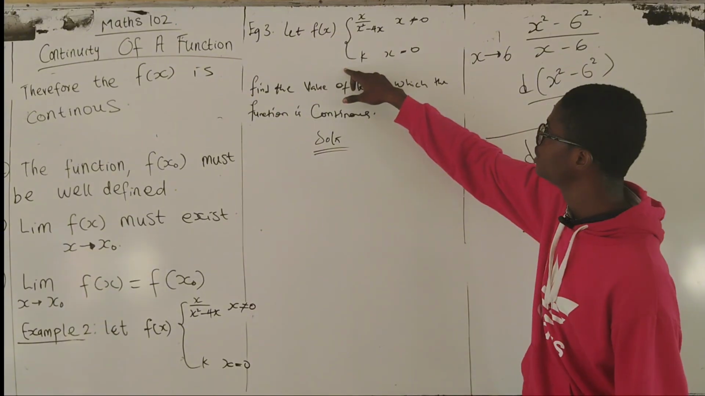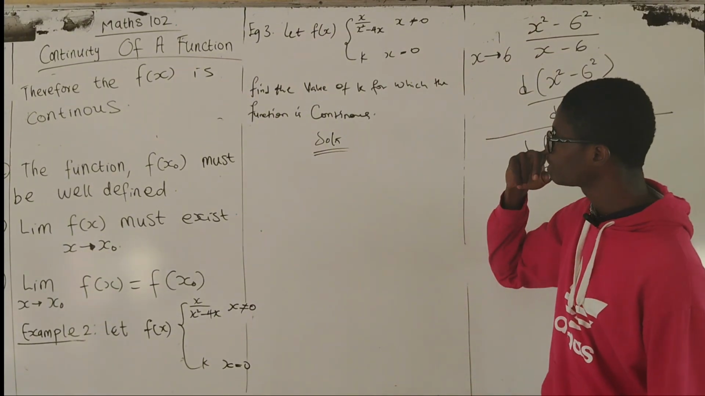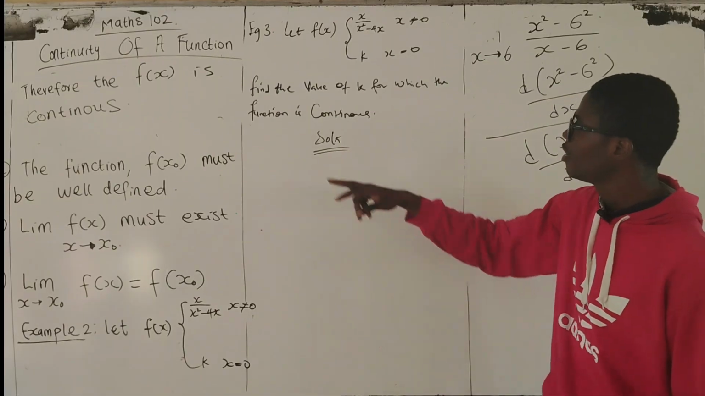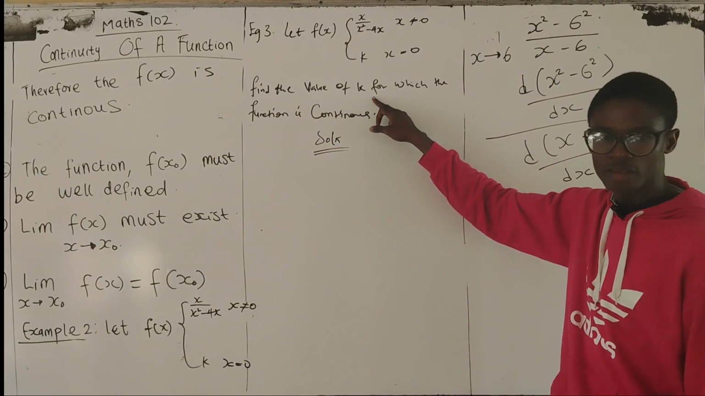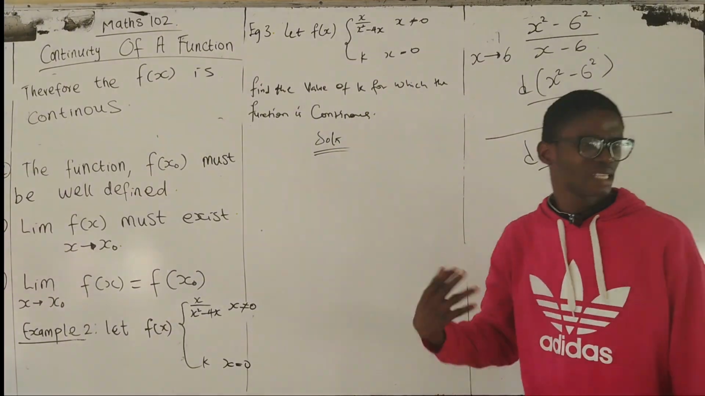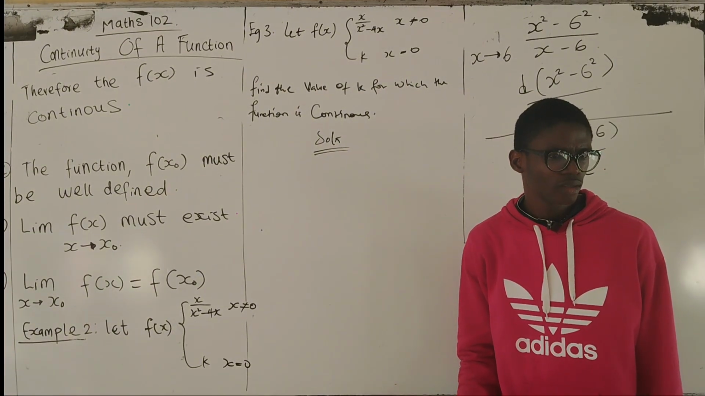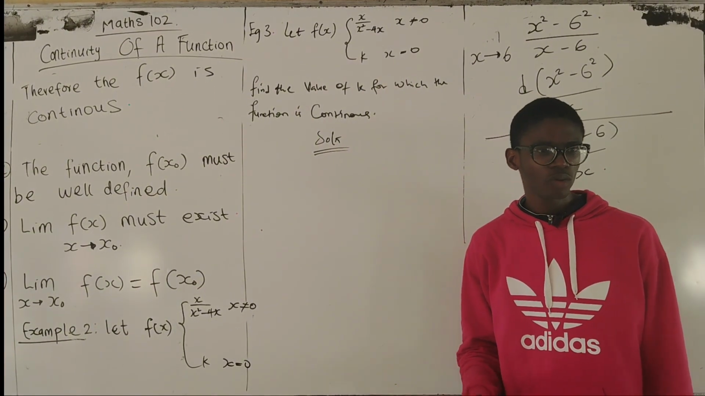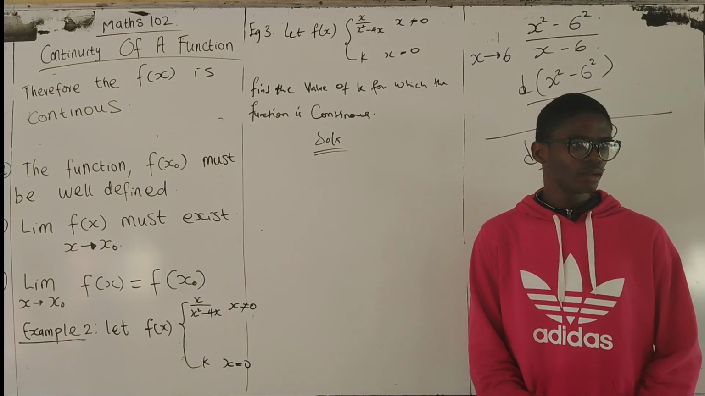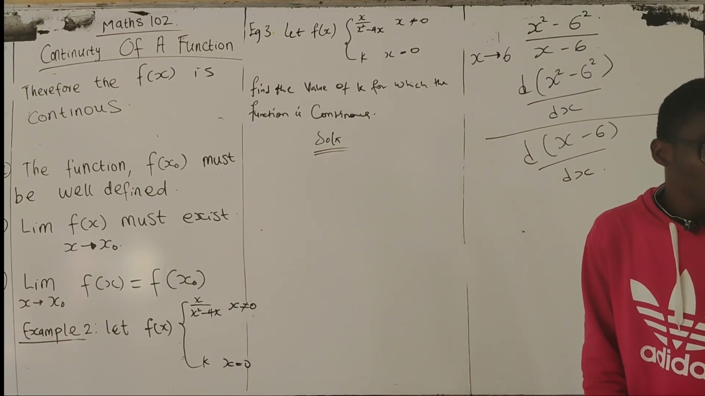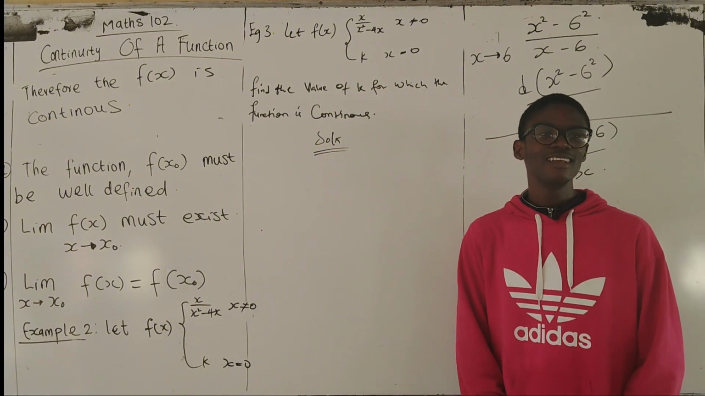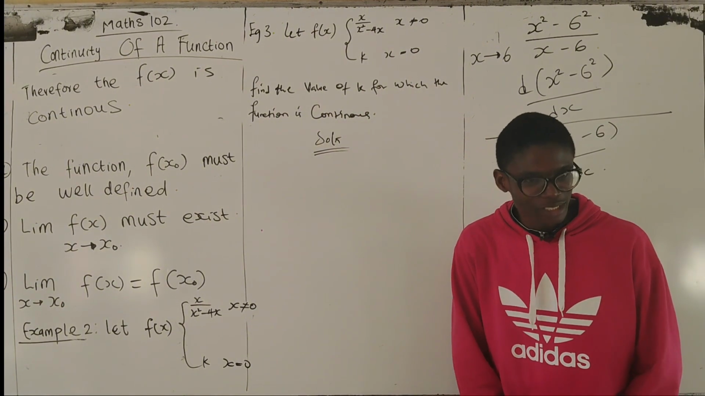But in this case, we are not actually finding the continuity somehow. Look at the question. It says, find the value of k for which the function is continuous. So what do you think they say we should do there? We are looking for the value of k. So that's the mistake people made then. Yes, that's what I was asking you.